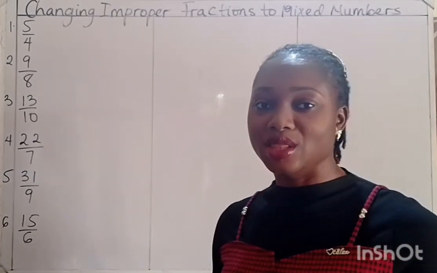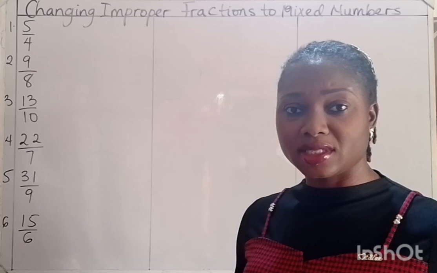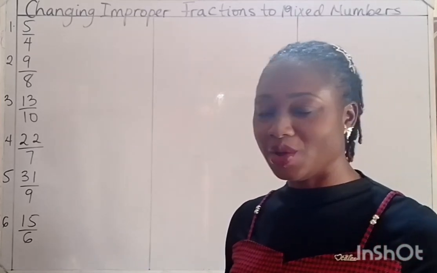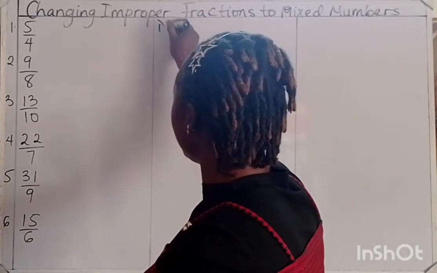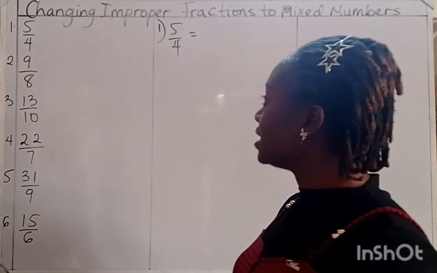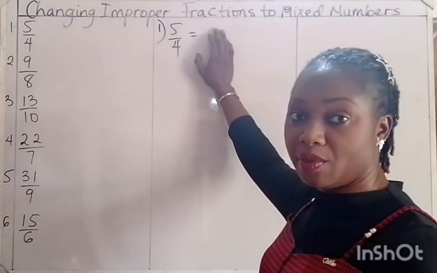Okay, so now let's convert these questions on the board from the improper fractions that they are to mixed numbers. And of course, you know that a mixed number comprises what? A whole number and a proper fraction. Okay, so let's get into it. The first question here, we have 5/4. How do we get the mixed fraction from the improper fraction?